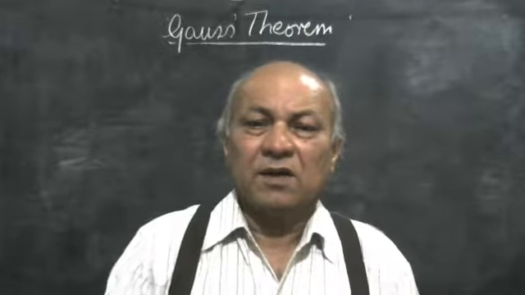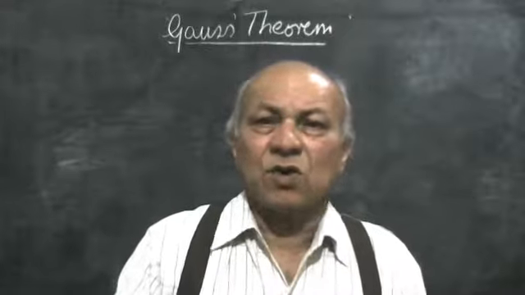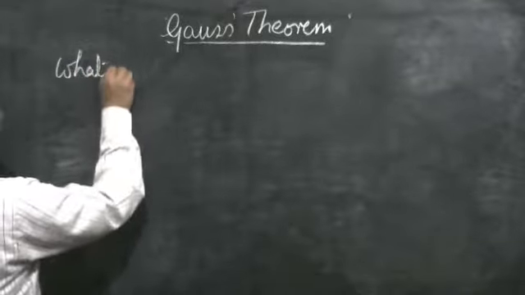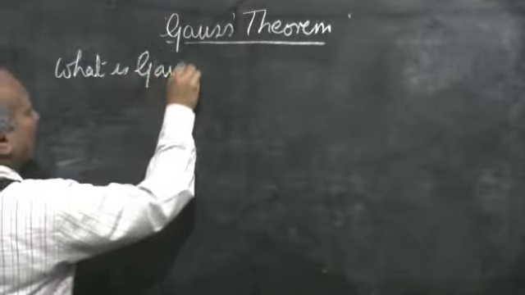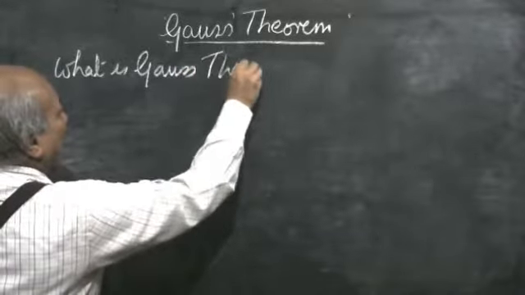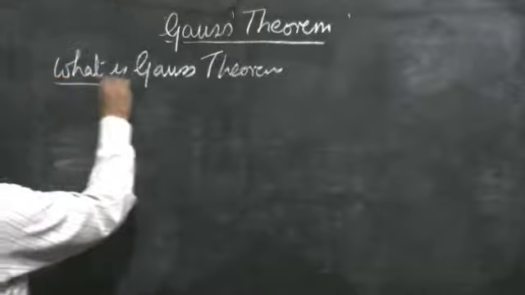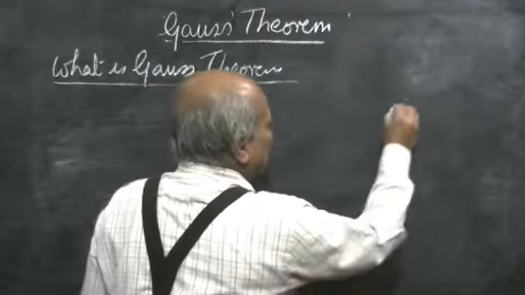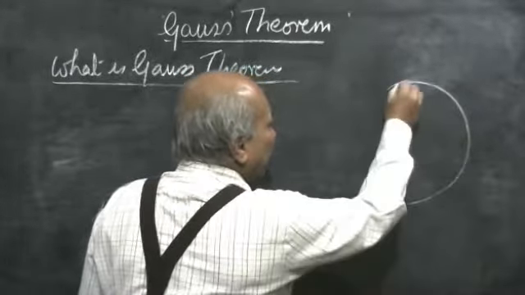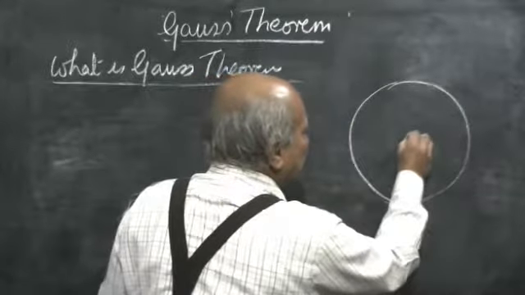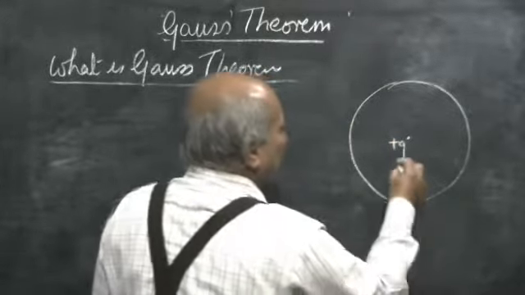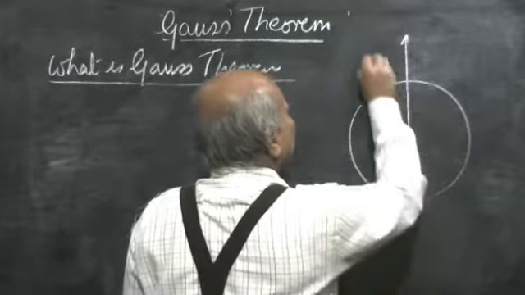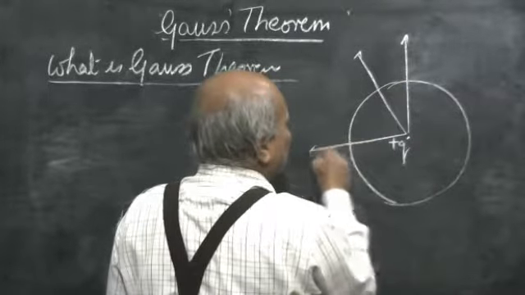Hello everybody. Now, what is Gauss theorem? Electric flux. If we take a sphere and put inside a positive charge, electric lines of field come out from inside towards outside.